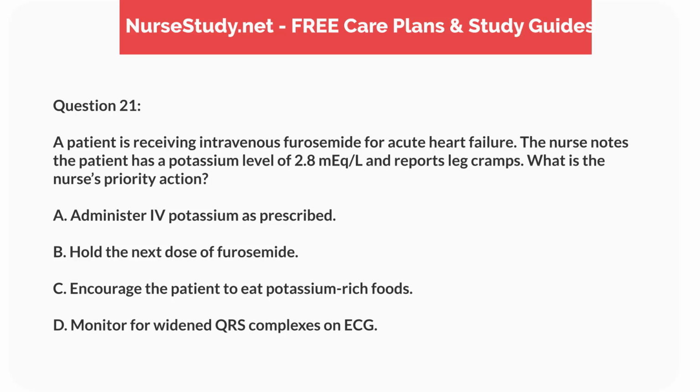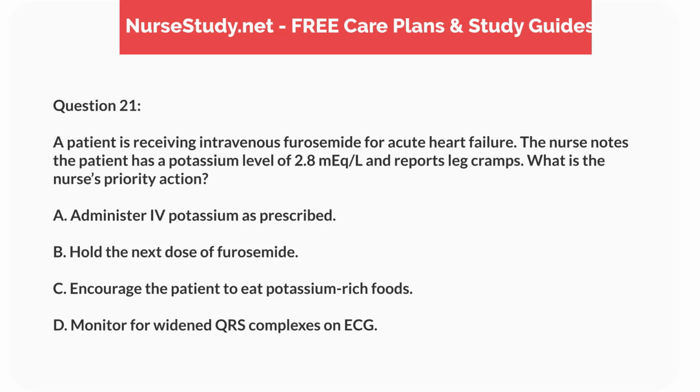Question 21. A patient is receiving intravenous furosemide for acute heart failure. The nurse notes the patient has a potassium level of 2.8 milliequivalent per liter and reports leg cramps. What is the nurse's priority action?